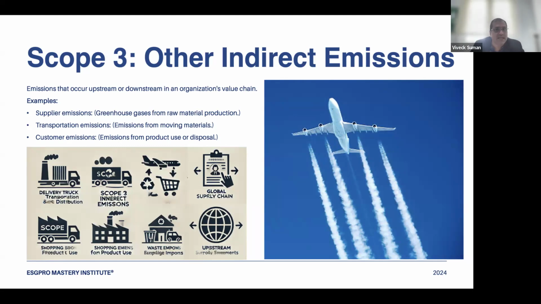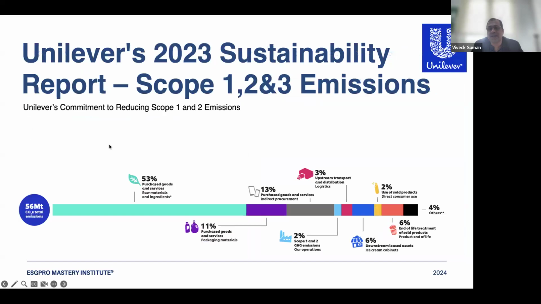Clear? So again, similar kinds of indirect emissions are delivery trucks, global supply chain, shipping, product use, and shipping elements like waste disposal. All that is used for a scope 3 emission. Now again, let's understand it by a real life example. This graph is taken from the case study which I have shared with you.